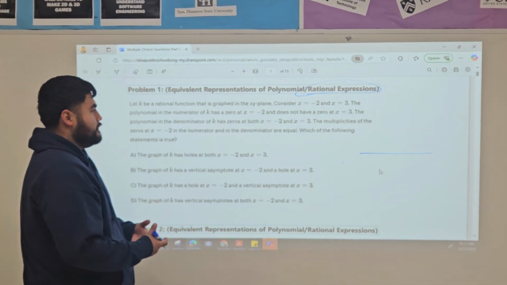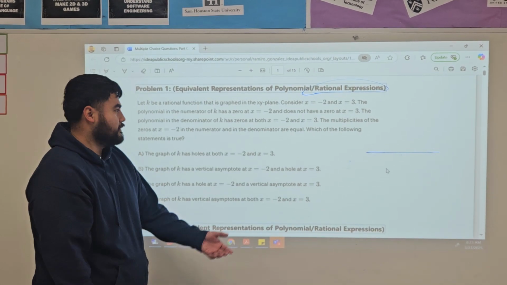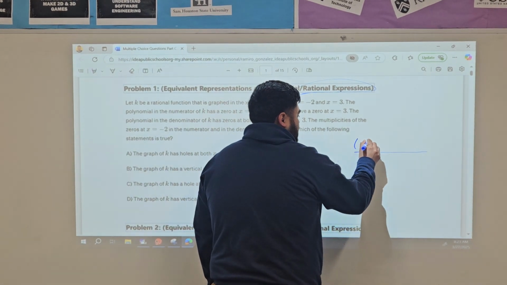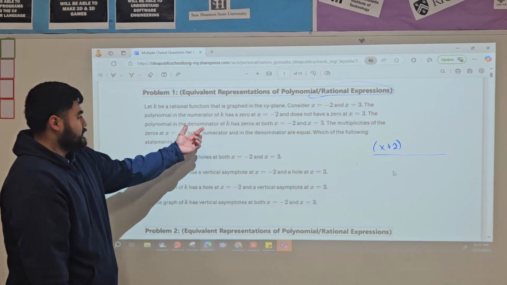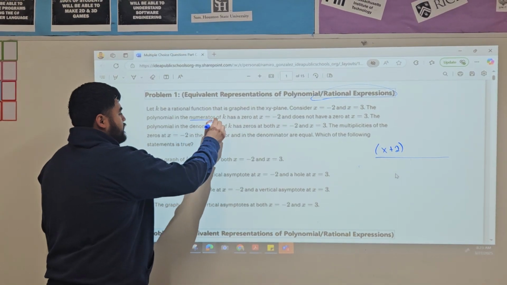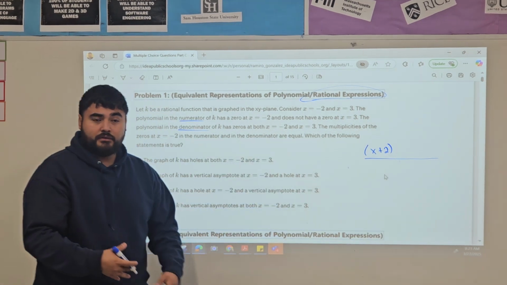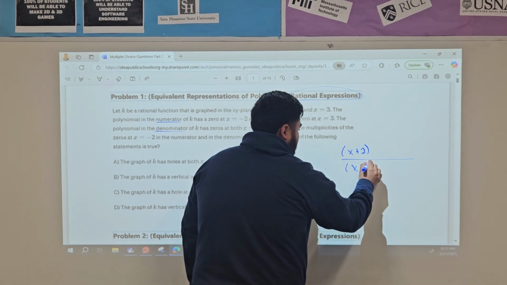But when you're trying to do rational expressions, the best way to figure it out is doing it in factor form. So instead of having x equals -2, just switch the sign and put it in factor form. So x plus 2, right? So this is the numerator, right? It tells you right here. So for the denominator, you have zeros at x equals -2. That means if you're going to turn it into factor form, you have to switch it to x plus 2. It's basically the same thing.